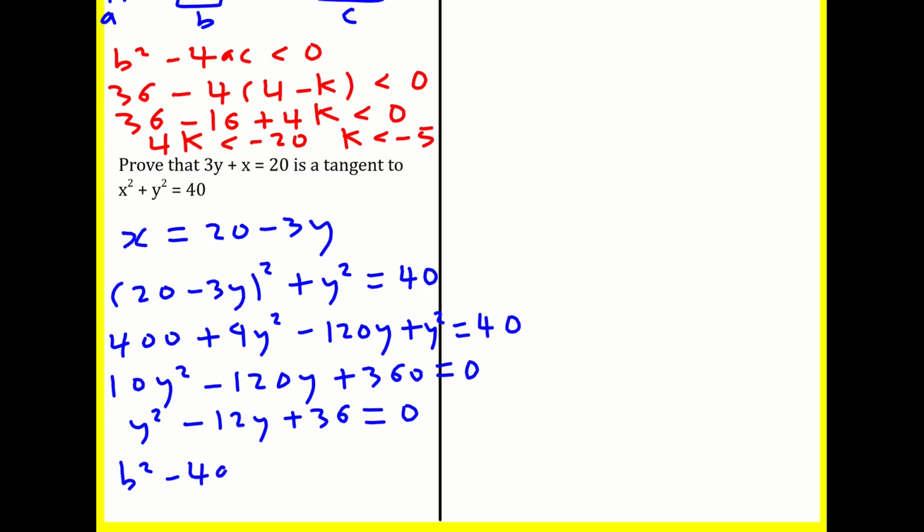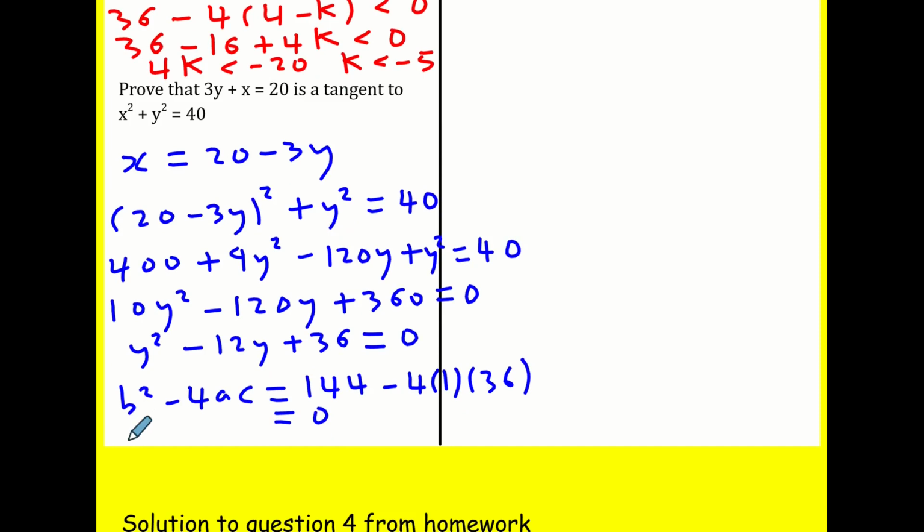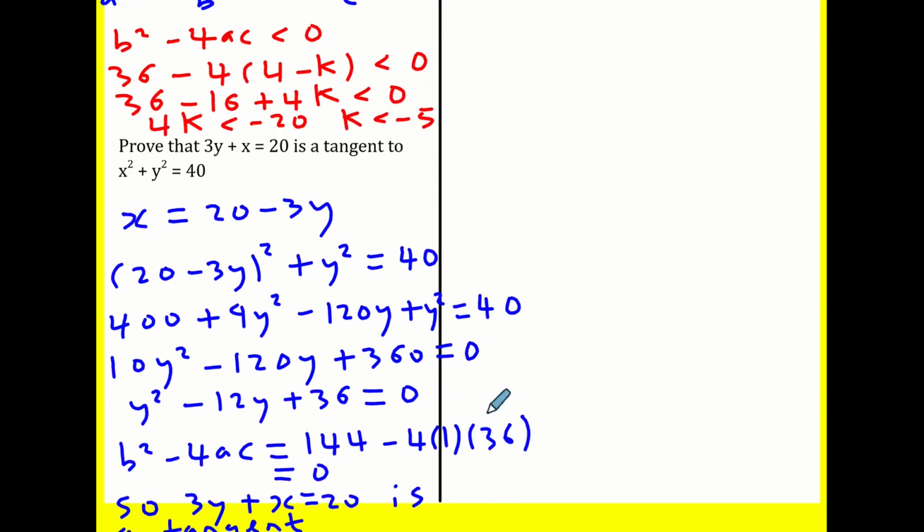b squared minus 4ac equals 144 minus 4 times 1 times 36, and that will equal 0. And that is enough, really. So 3y plus x equals 20 is a tangent. I don't think I need to say any more. I think that's enough. It just touches.